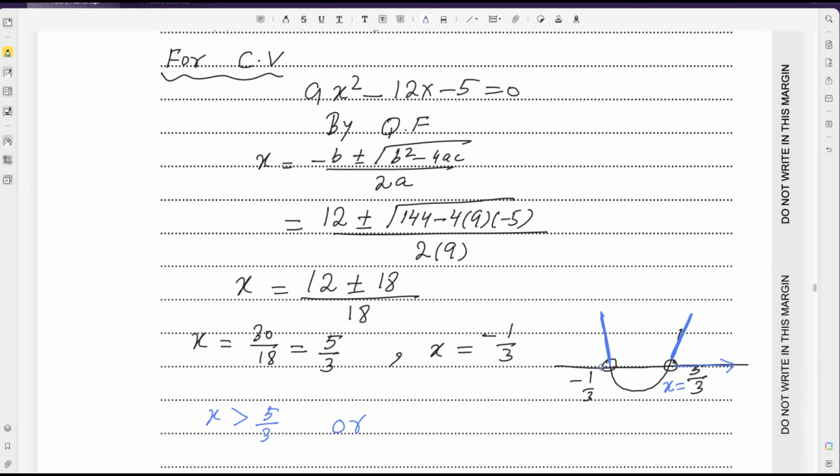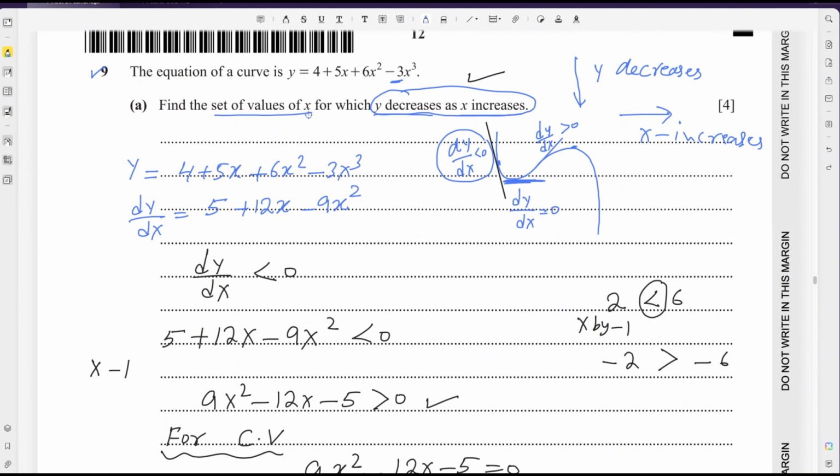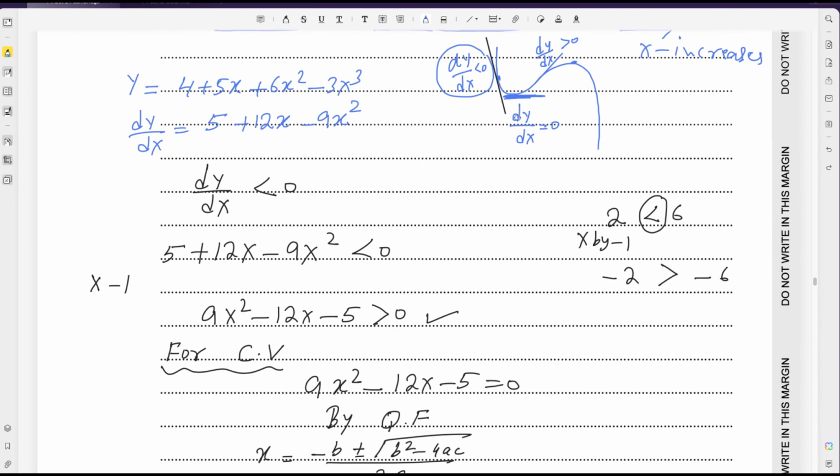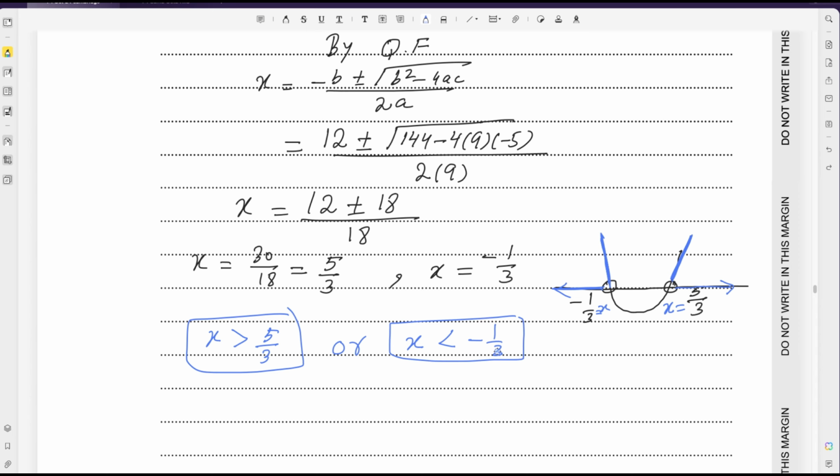Or the other answer: all the values under this graph will be our solution. This is the other value of x, because on this side the values of x are smaller than minus 1 over 3. So these are the two possible answers for this part. Actually, we need to find the set of values for which y decreases as x increases. So we got this set of values for which x is increasing and y is decreasing. So this is the possible answer for part 1 of this question. Hopefully you understand it. Let's move on to the next part.